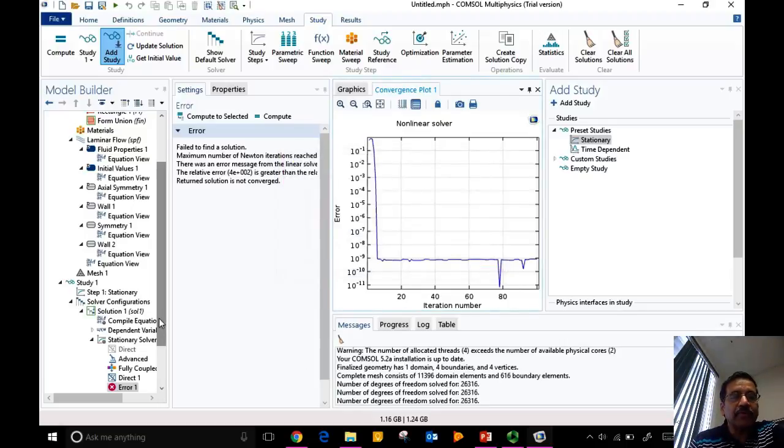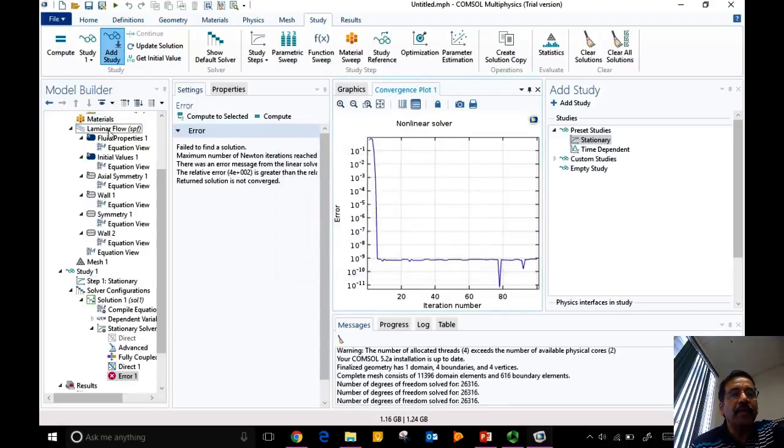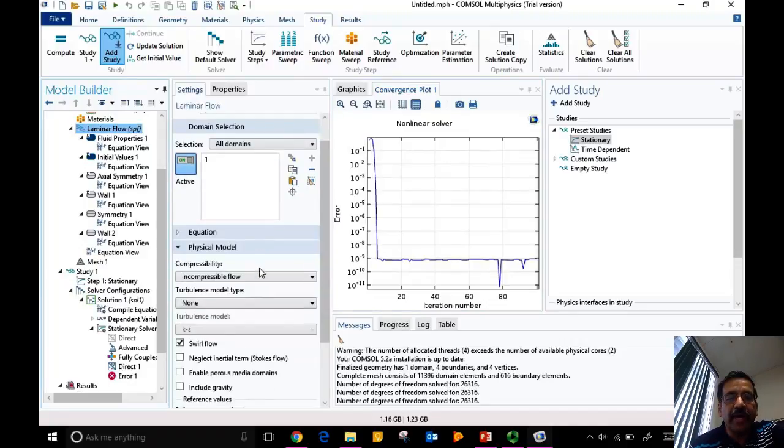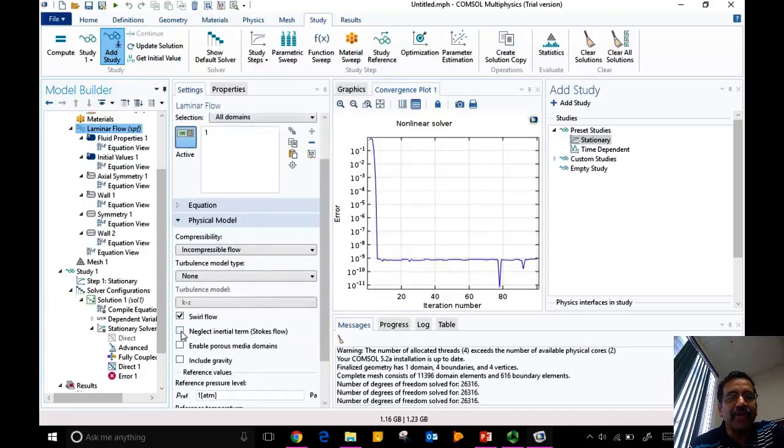But I will show you. Stationary solver. No. At the bottom. No, I want to show you before that another trick that you can do. Neglect inertial terms. What does that do? It gives you the Stokes equation.